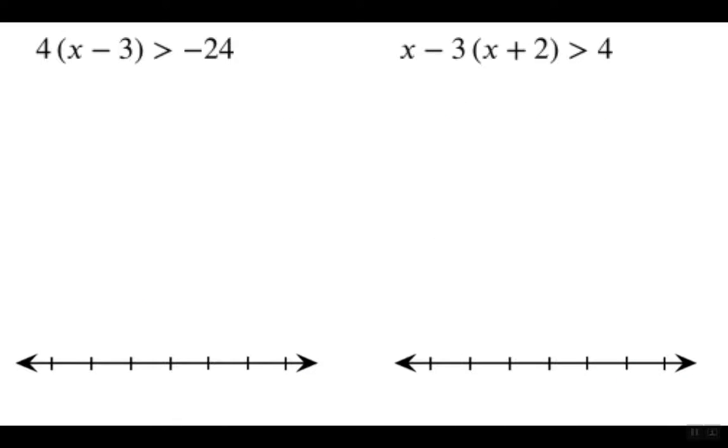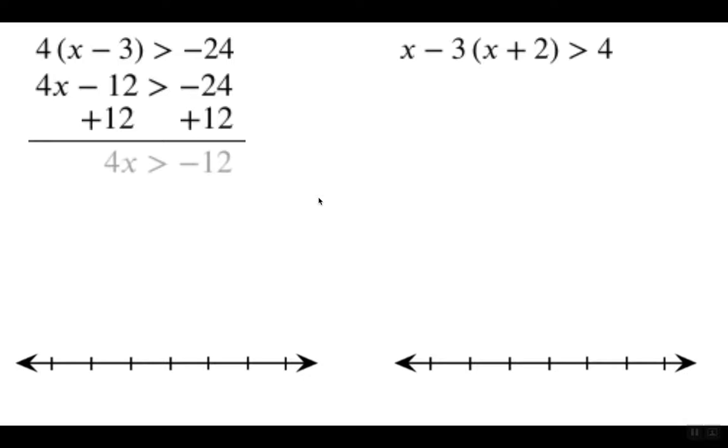Now, this would be a great lesson if you want to try these out and see if you can handle them on your own. Always turn the video back on, check your work, see if you did it correctly, or you can do it with me. Okay, so this first one, I have 4 times the quantity x minus 3 is greater than negative 24. I'm going to do that distributive property first. I get 4x minus 12 is greater than negative 24. This is just a two-step inequality. I'm going to add 12 to both sides, and I get 4x is greater than negative 12. Then I'm going to divide both sides by a positive 4, so I get x is greater than negative 3.